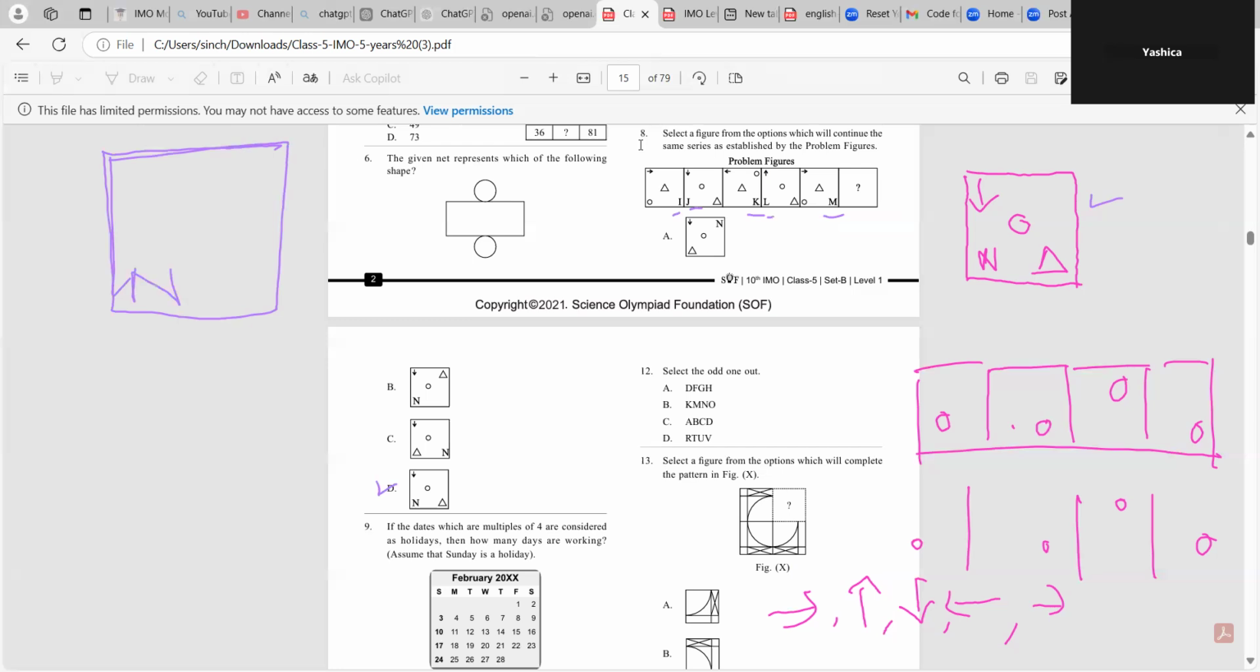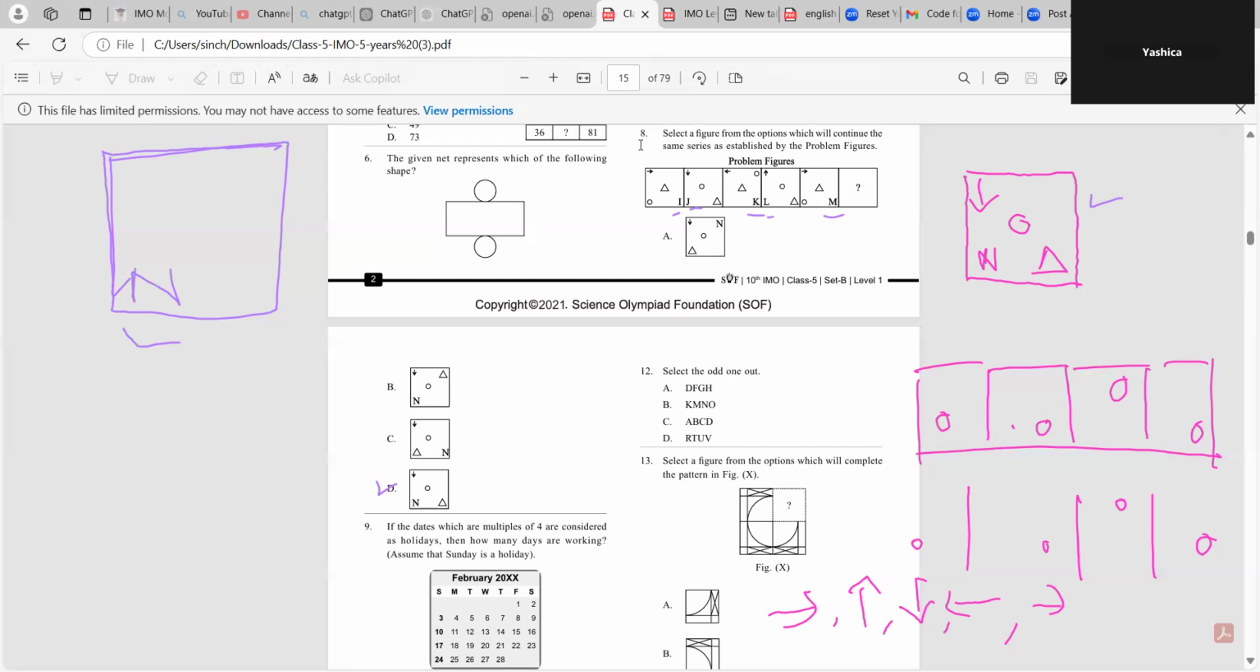Now the placement of N also matters. I is in the right side, J is in the left side. K is in the right side, L is in the left side, M is in the right side. So N will obviously be in the left side. So what I've drawn here.